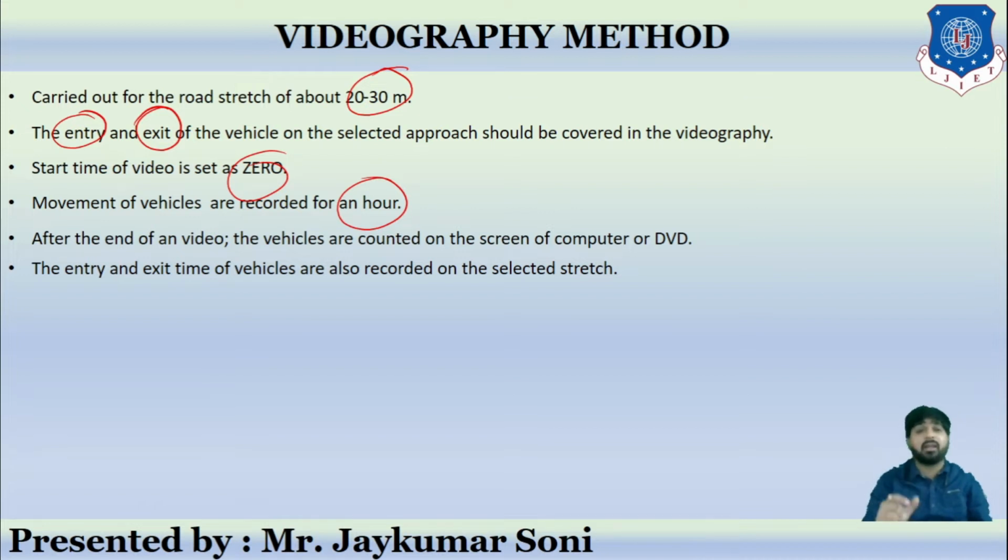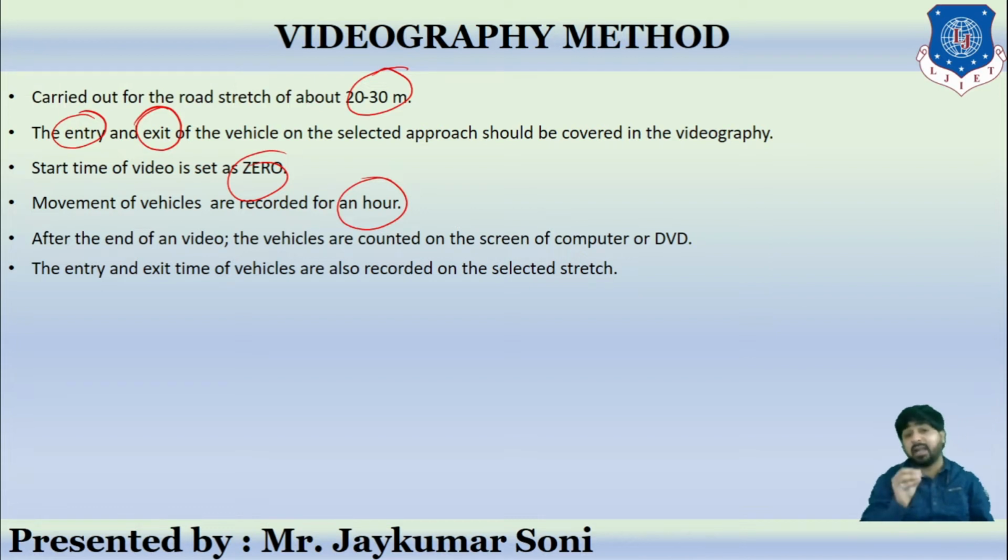Movement of the particular vehicles is recorded for a period of 1 hour. After the end of the video, the data is collected in the form of DVDs, because that is written in the particular book, but it is not necessary for you to write this. The data means the particular videos are collected, and all these videos are helpful to count the number of vehicles by viewing them on the screen of the computers.